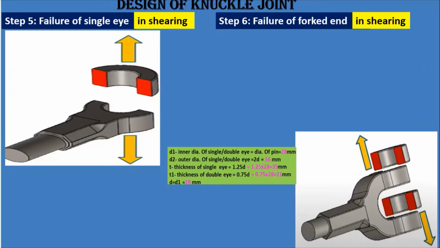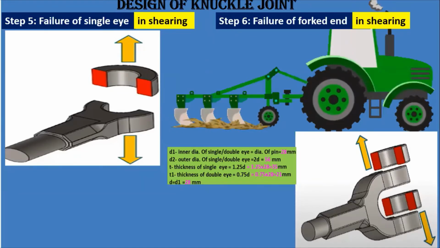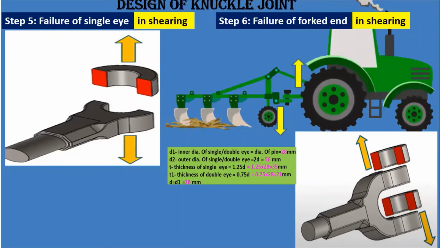Step 5 is the failure of single eye in shearing. And step 6, again, the failure of a double eye in shearing. Now, to understand this one, how the shearing will take place, I'll show you one application: when you are doing the plowing, right, the surface of the land is uneven, due to which the shearing will take place in the single eye and the double eye both. And I will show you these practically also.